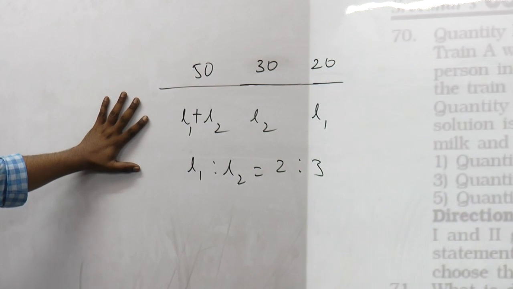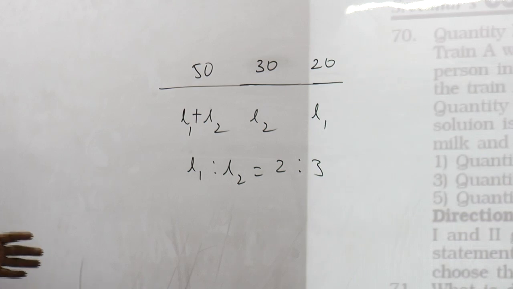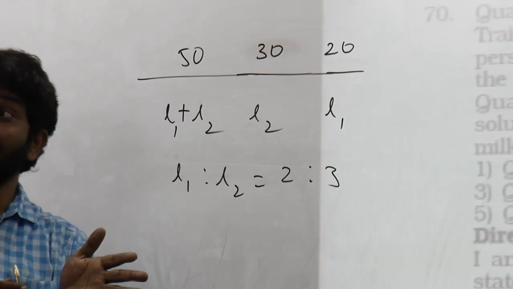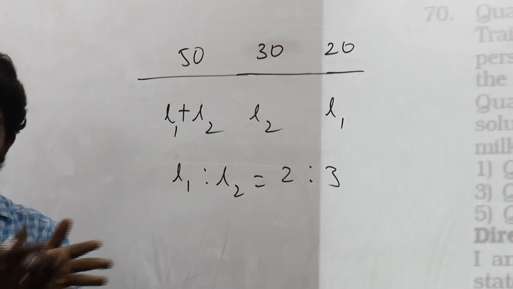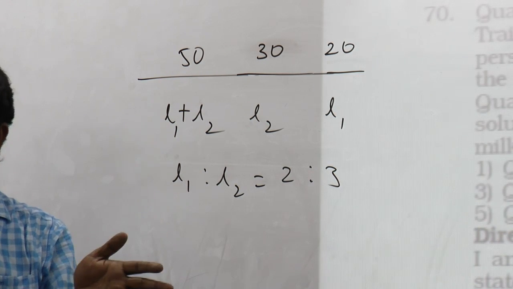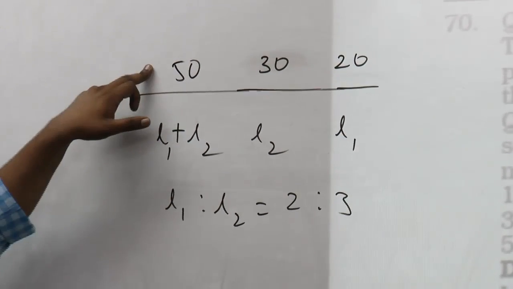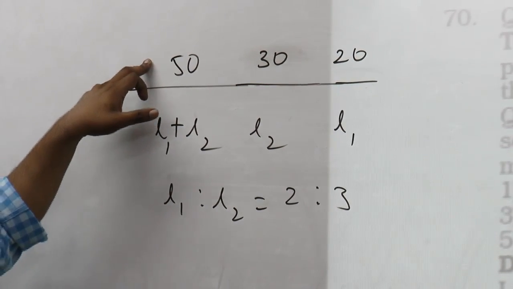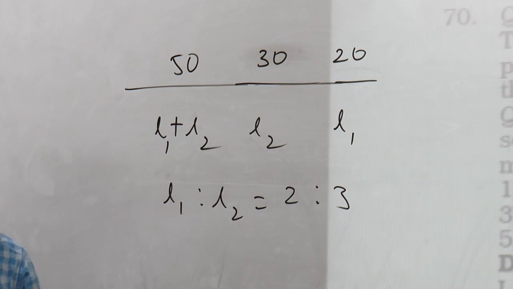In the first case, train A took 50 seconds to cross train B. If a train tries to cross another train, what is the distance traveled in that case? Length of both the trains, L1 plus L2. And for this it takes 50 seconds.